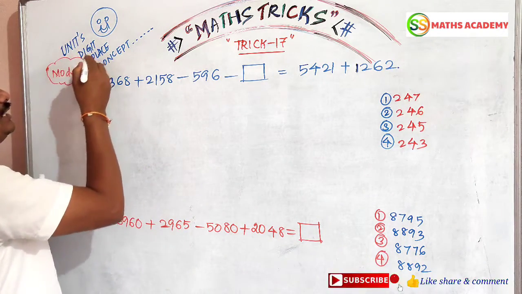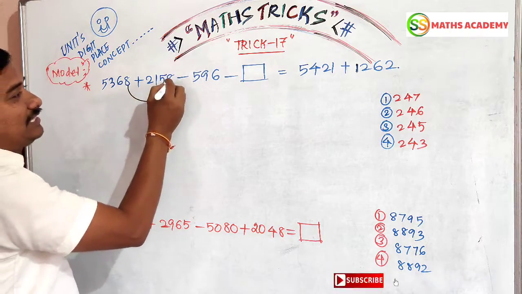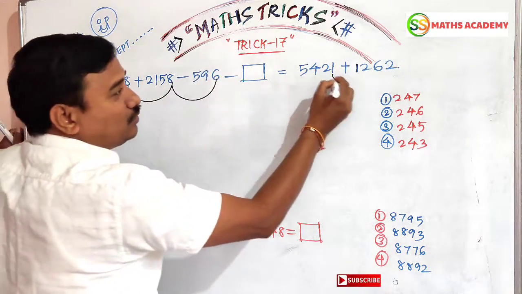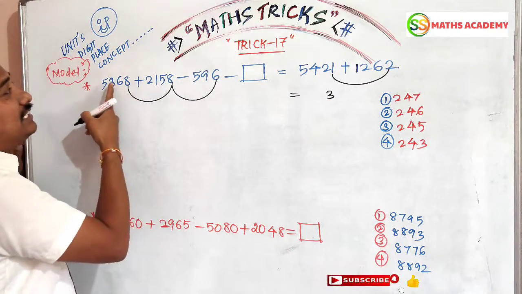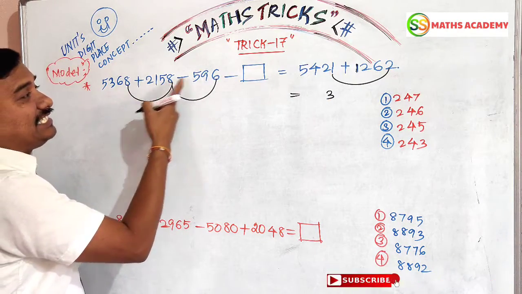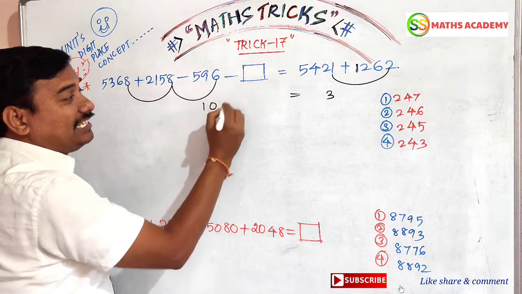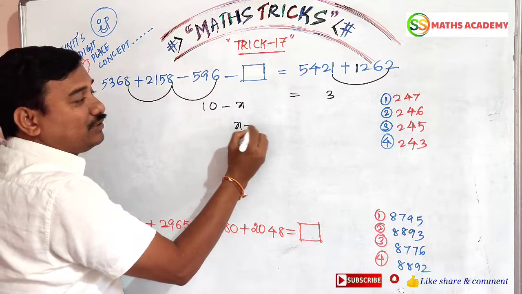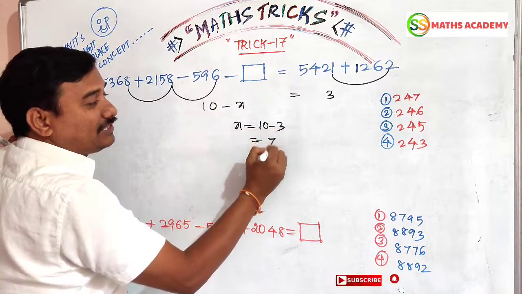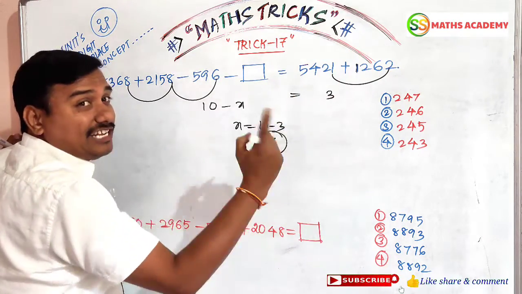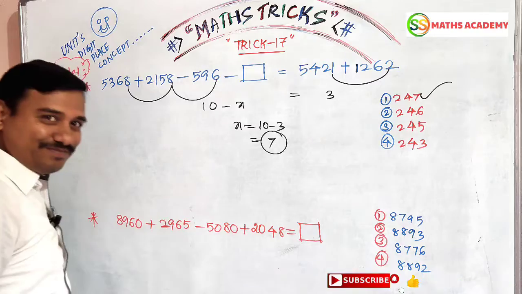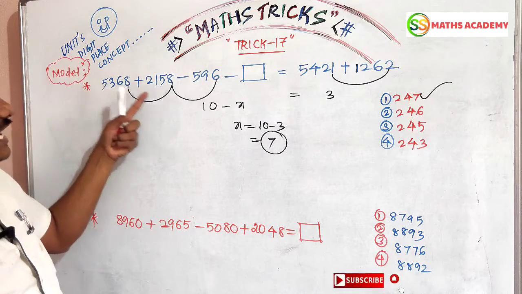What is the unit digit place value concept? Here 8 plus 8, here 6. Here 2 plus 1, 3. Unit digit is 3. Sum of unit digits: 8 plus 8, 16. 16 minus 6, 10. Here anything that is not there means x. So x equals 10 minus 3, that equals 7. Here the unit digit value is 7; wherever it is in the options, that is your answer. Finish.